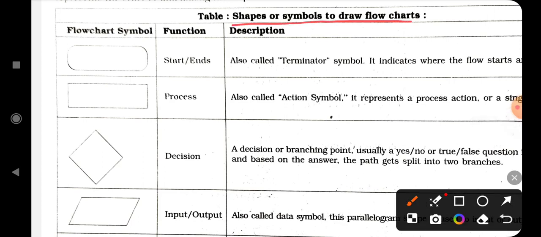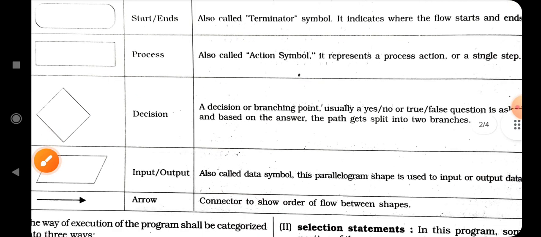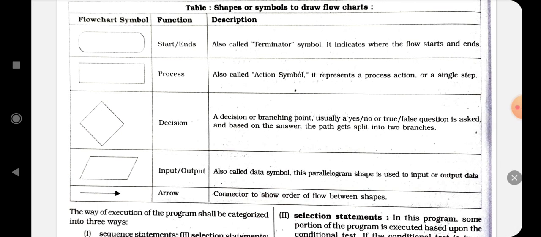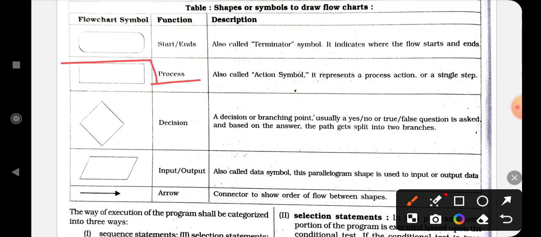Shapes or symbols to draw flowcharts. Start or end, also called the terminator symbol. It indicates where the flow starts and ends. Process, a rectangle, also called the action symbol. It represents a process, action or a single step.